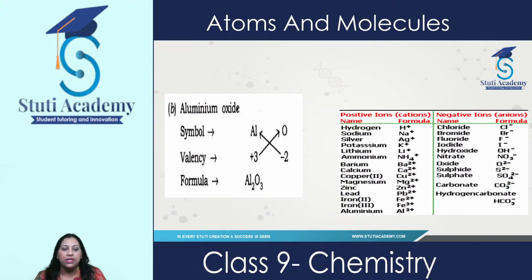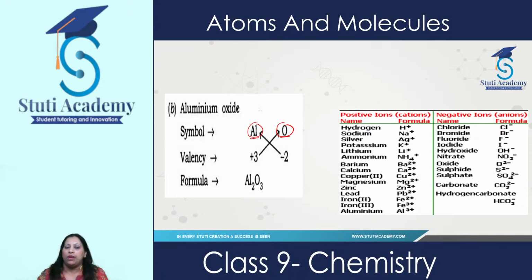Another example is aluminium oxide. Again, write down the symbols of the elements involved in that compound. From the name, you can easily make out which elements are present in it. Aluminium oxide. Oxide means it contains oxygen. Aluminium, you know very well. So I have written aluminium and oxide, and oxygen is represented by O.